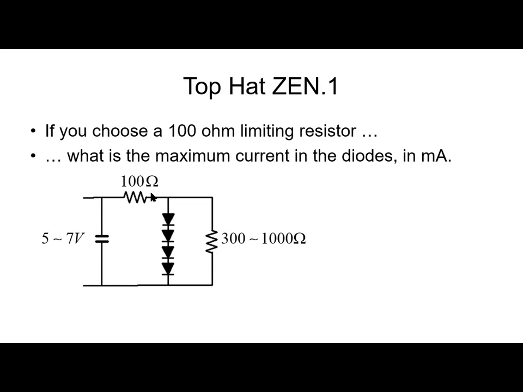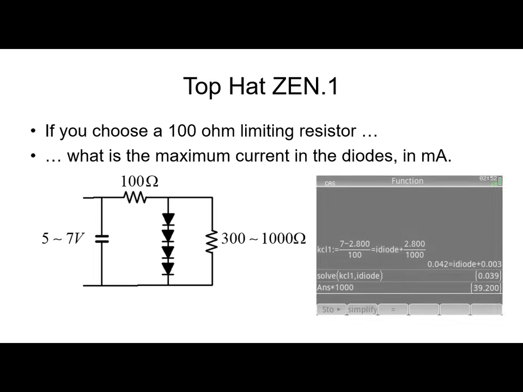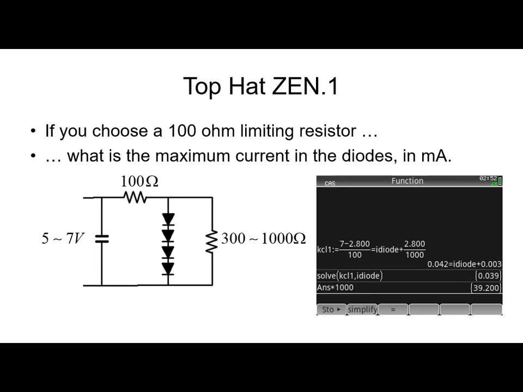And then I ask of you, what is the maximum current in the diodes in milliamps? In these conditions, the voltage in the capacitor is changing between 5 and 7 volts and the load between 300 and 1000 ohms. Same as before, but the limiting resistor is 100 ohms. What is the maximum current in the diodes? Freeze the video, and when you're ready, let it run and look at the solution. Here's the solution, 39.2 milliamperes. That is the maximum current in the diodes.